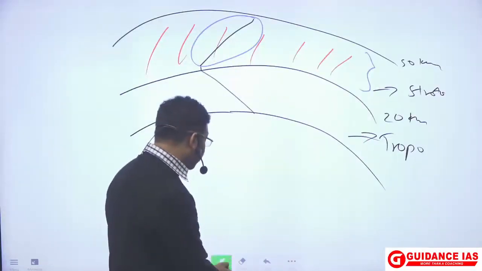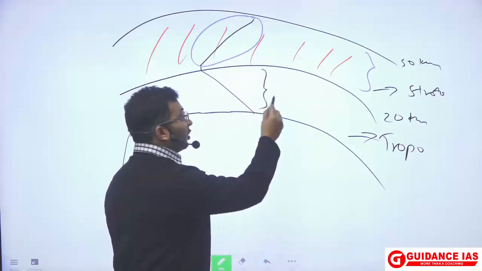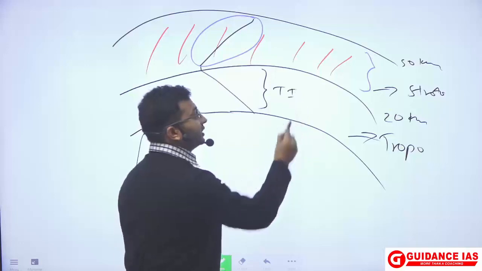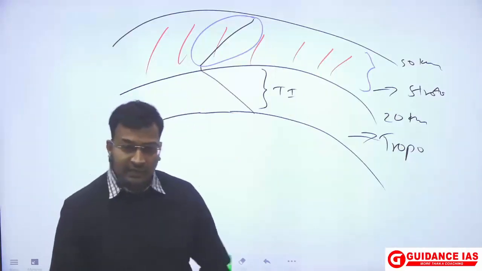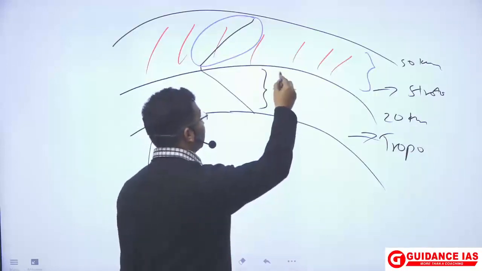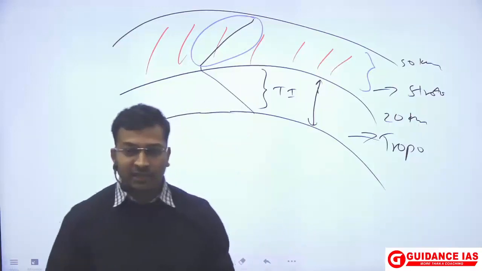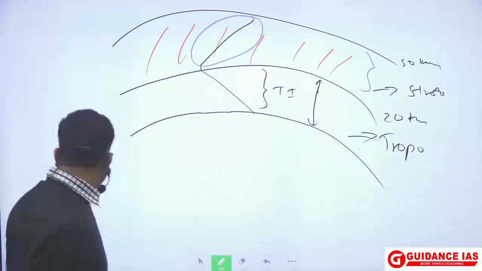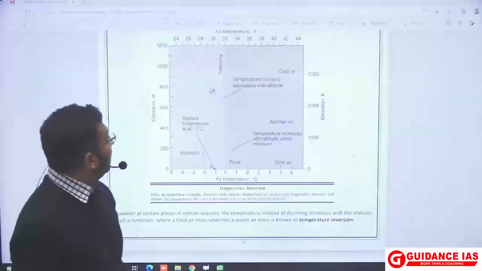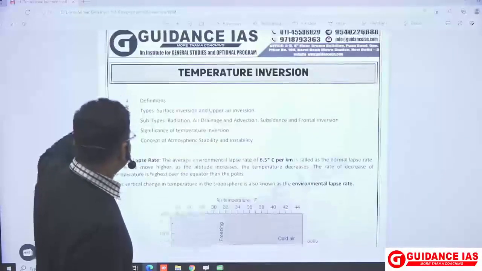But in the troposphere, the phenomenon of temperature inversion varies at different places in different seasons. So we will be studying the phenomenon basically in the troposphere itself. Let's understand temperature inversion with the help of a diagram. Now this is the diagram of temperature inversion.